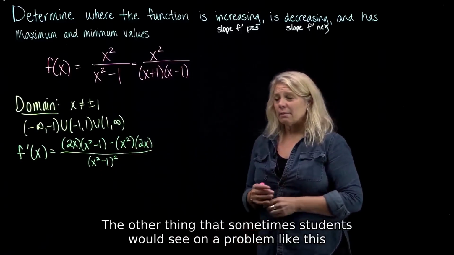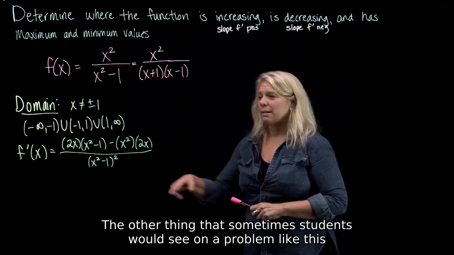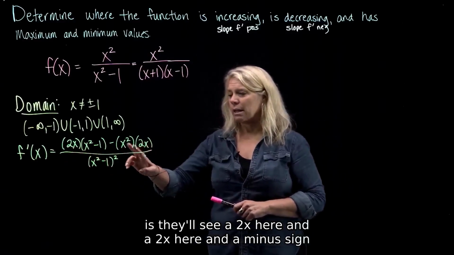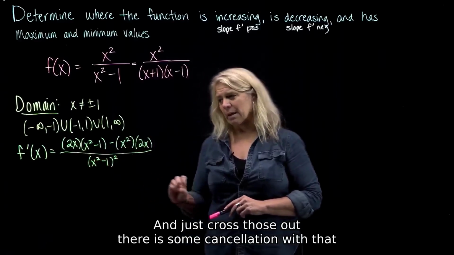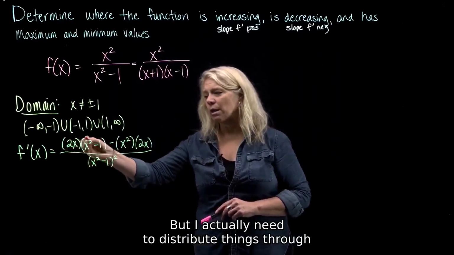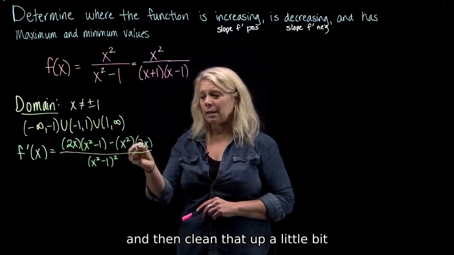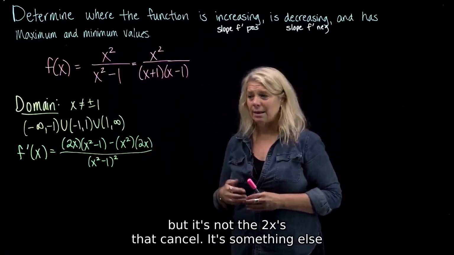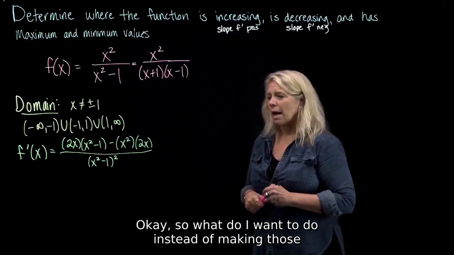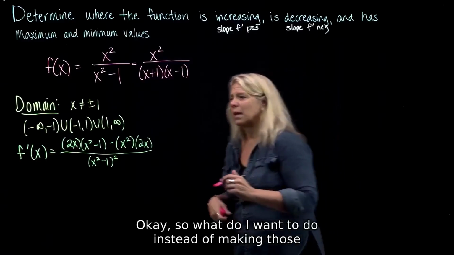The other thing that sometimes students would see on a problem like this is they'll see a 2x here and a 2x here and a minus sign and just cross those out. There is some cancellation with that, but I actually need to distribute things through and then clean that up a little bit, and I will be able to do some cancellation, but it's not the 2x's that cancel, it's something else.